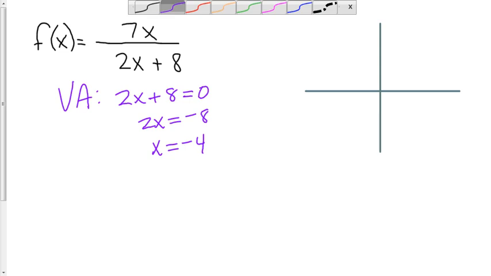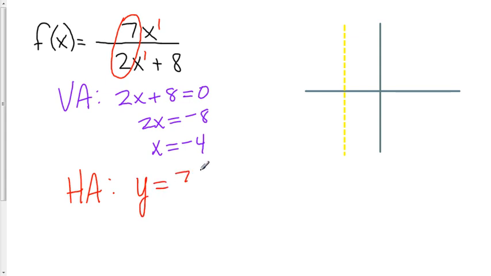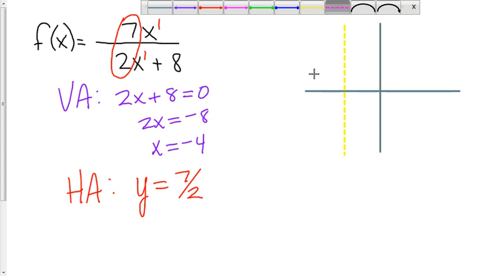And so now we know that at -4, we have a vertical asymptote. Horizontal asymptote: the degree is 1, the degree is 1, so since they're the same, we use the leading coefficients. So we would have y equals 7/2, or 3.5. And so that would be up here.